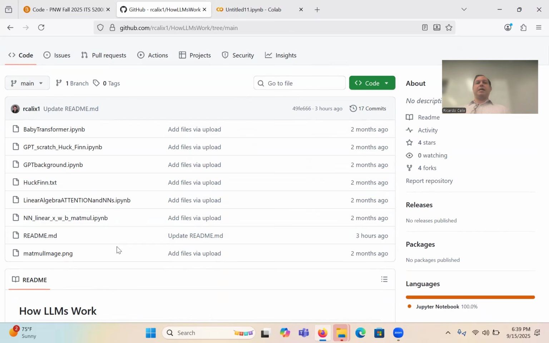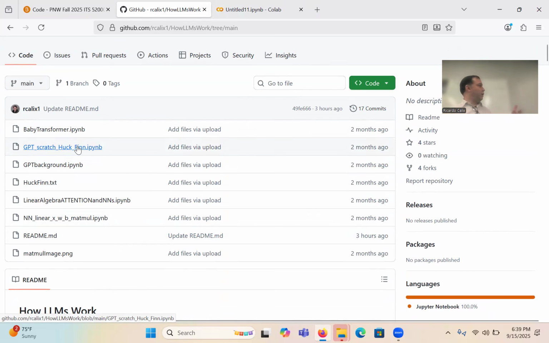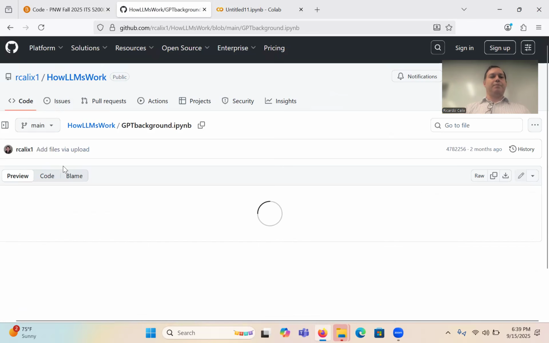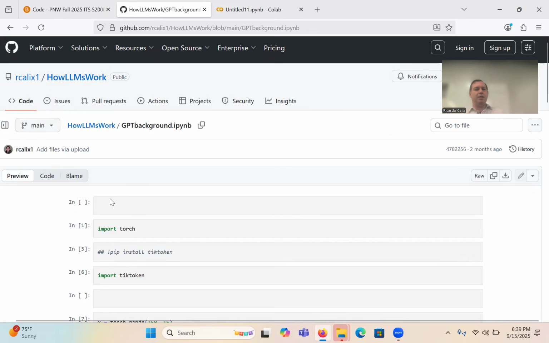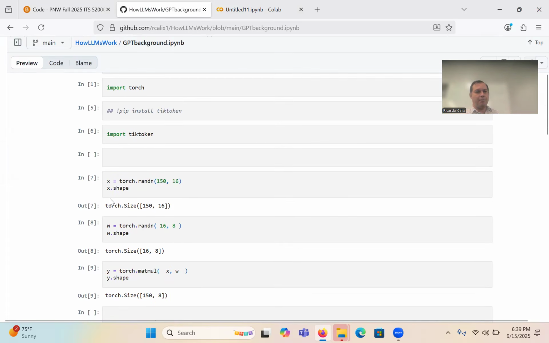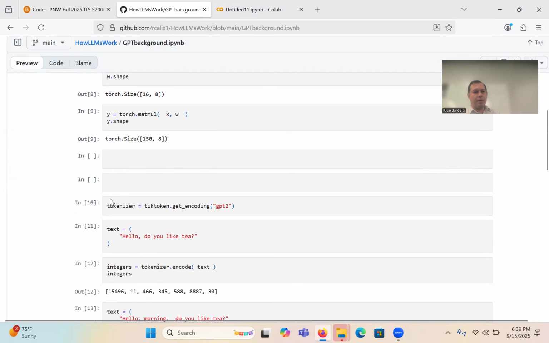I do stress again, the code that you have to use for the project or the homework does not include tiktoken. But I've intentionally done it this way so that you can incorporate it yourselves. I do have a simple example of tiktoken here, so I'm going to be using it.